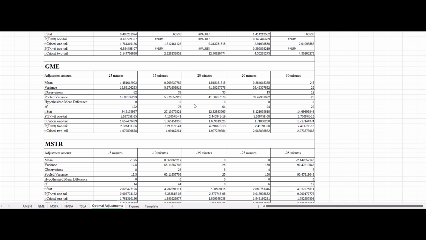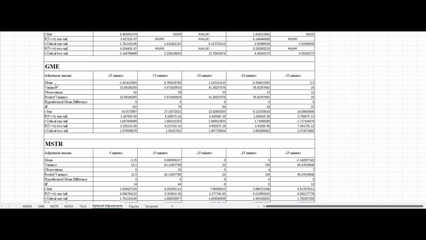for statistical significance. So looking at GameStop here on Monday, negative 25 minutes of adjustment. When that was applied, we were able to achieve less than 1.5 mean. On Tuesday, 0.7, Wednesday, 1.5, and so forth.